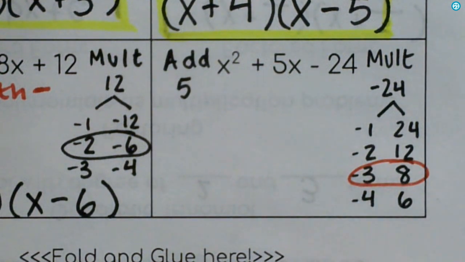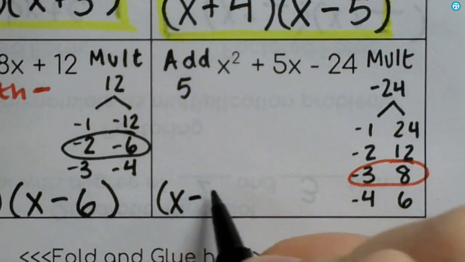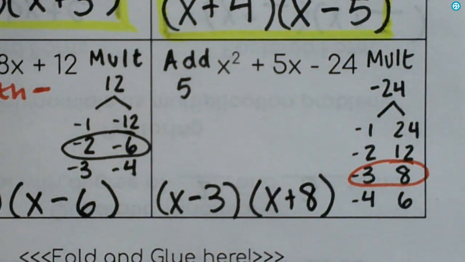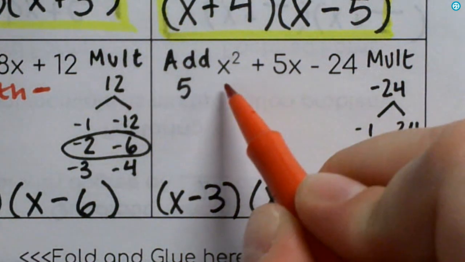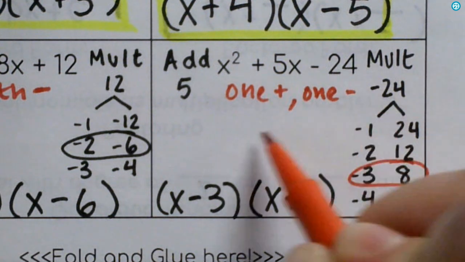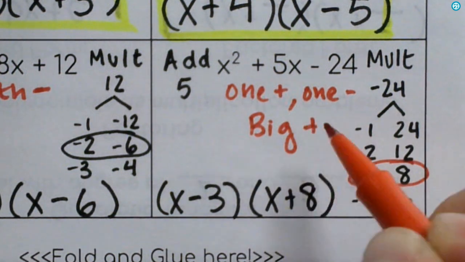So I've got x minus 3 times x plus 8. Ooh, and I guess I could have written this in. I said it, I didn't write it though. So we needed 1 positive, 1 negative, and we wanted our bigger one to be positive.